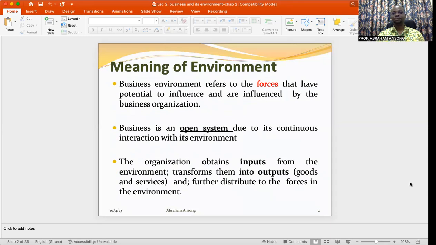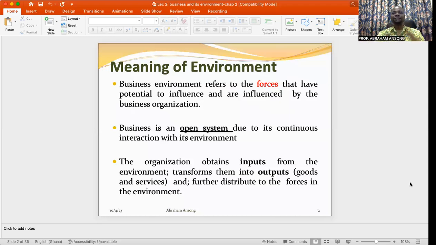So business environment refers to the forces that have the potential to influence and are influenced by the business organization. So as much as these forces or these factors can impact on the business organization, it can also position itself in such a way that it has the ability to impact on these factors. All right. And this brings the idea that a business is to be seen as an open system. So a business continually interacts with its environment. It is not a closed system.